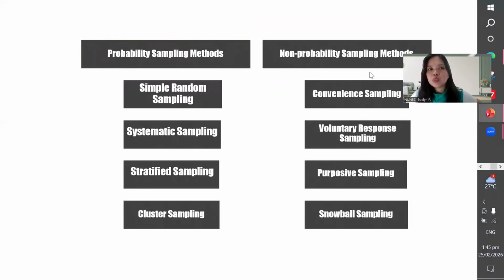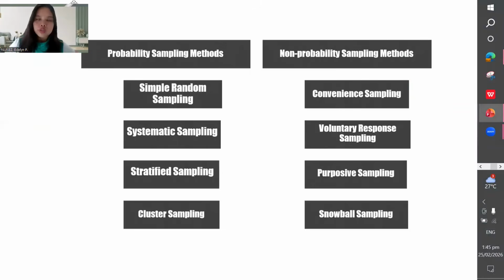So we have two types of sampling procedure or sampling methods. We have the probability sampling methods and also the non-probability. When we say probability sampling, take note, if we have the probability sampling methods, we need the sampling frame because we are giving everyone a chance to be selected as a sample.